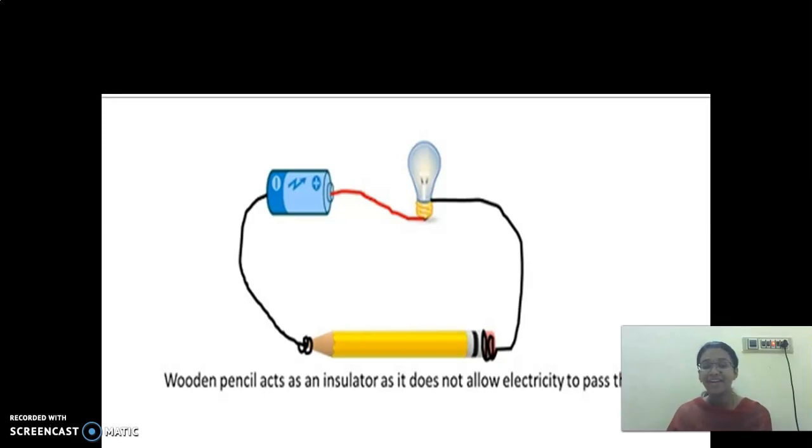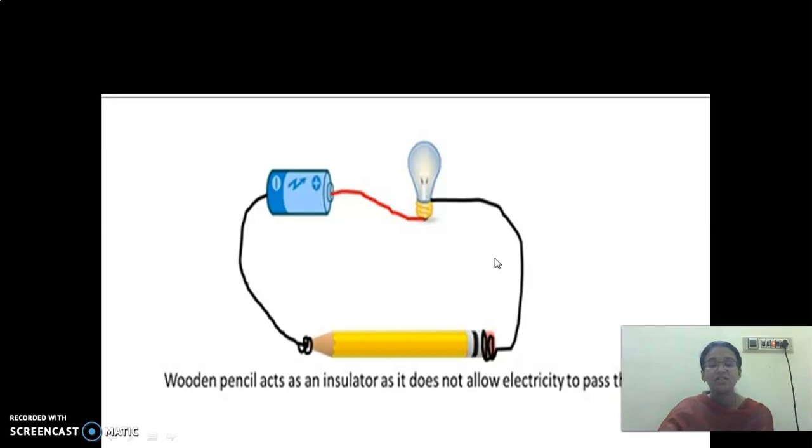So we have taken a wooden material, that is a pencil. Now we are going to connect the two ends, one from the battery and the other from the bulb, to the ends of the pencil. So what do we observe here? Yes, this is a closed circuit. But the material which is used for the conduction of current is an insulator. So what is the nature of insulators? Yes, insulators do not allow electric current to pass through them. So these types of materials are called insulators.